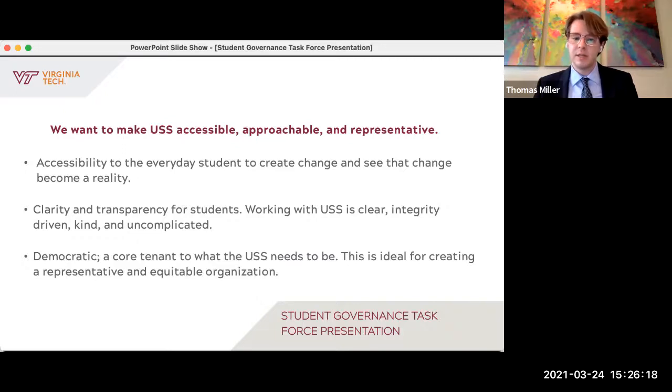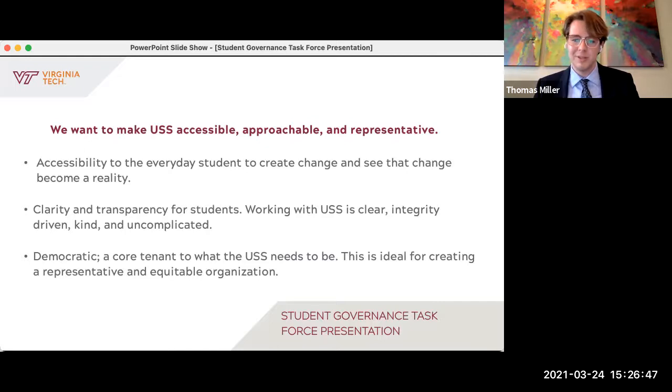So, accessibility to everyday students to create change and to see that change become a reality is critical to how the USS will be seen by students and how it will function for students. And we think several parts of our plan have addressed making student governance more accessible, either via a lottery or student forums or an online access portal. A lot of ideas can increase accessibility.